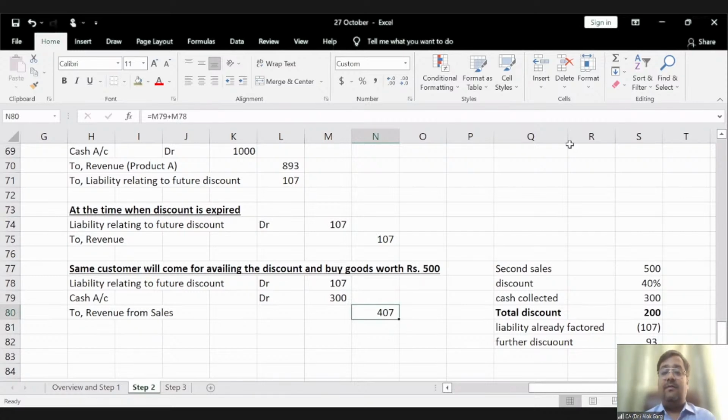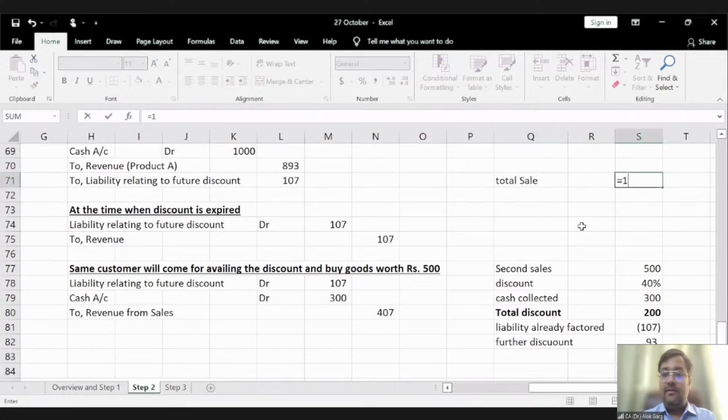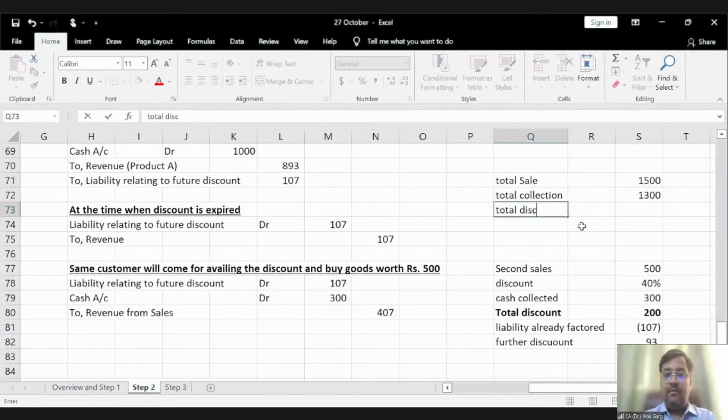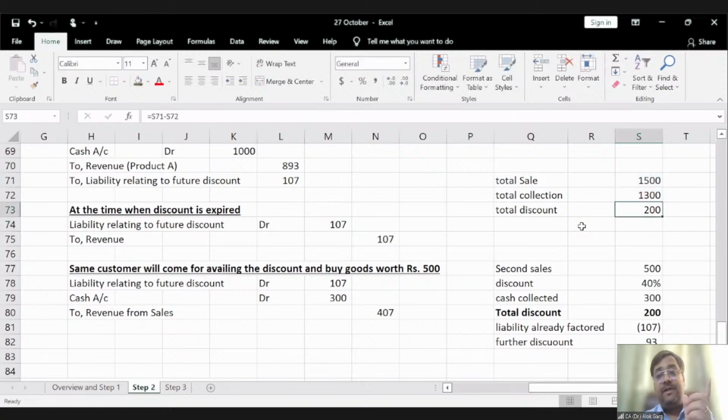So friends, with this customer, how much is the total sale? 1000 plus 500. And what is the total collection from this customer? The total collection is 1000 plus 300. 1300 is the total collection from this customer, right? What is the total discount? Total discount is 1500 minus 1300, right? Because in the first purchase, the right to receive additional discount is given to this customer.